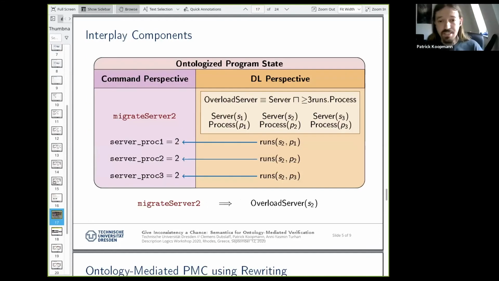To illustrate the interplay of these two components, we see ontologized program states like this. We have a command perspective for the program, and a description logic perspective. We have links between statements that can change over time. And we have a hook, in this case, a hook called migrate server 2, which corresponds to a DL axiom. And we can ask whether this axiom is entailed in order to decide whether we should migrate on the server or not.